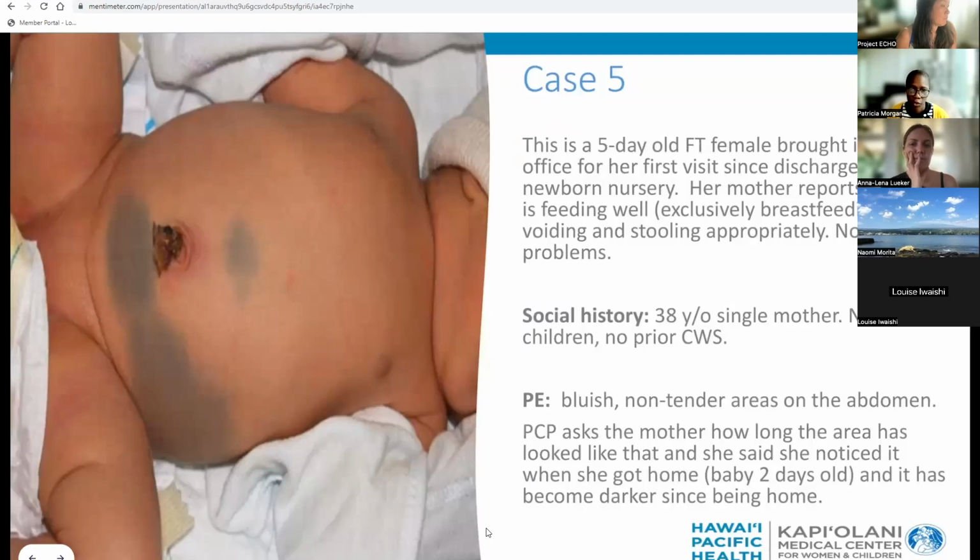On exam, you notice this bluish, non-tender area, those areas on the abdomen. So you ask the mom how long the area has looked like that, how long it's been there. And she said she noticed it when the baby got home. The baby came home at 2 days of age, and it's been becoming darker since the baby has been home.